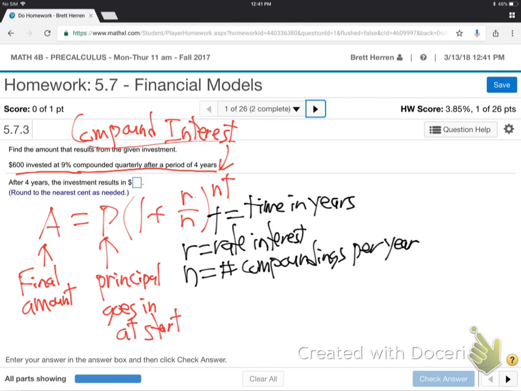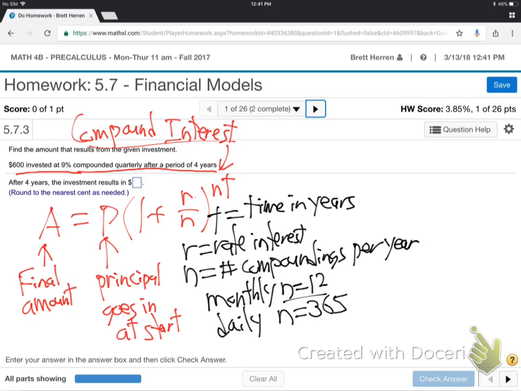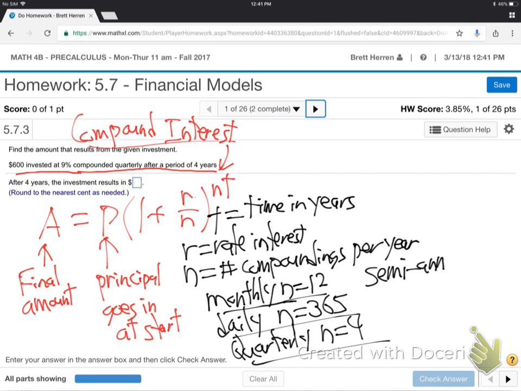N is number of compoundings per year. What do I mean? If it says monthly, for example, N is 12. If it says daily, N would be 365. If it says quarterly, like this one does, quarterly is 4 times a year. What else can it say? Semi-annually, N is 2. Semi-annually means twice a year.